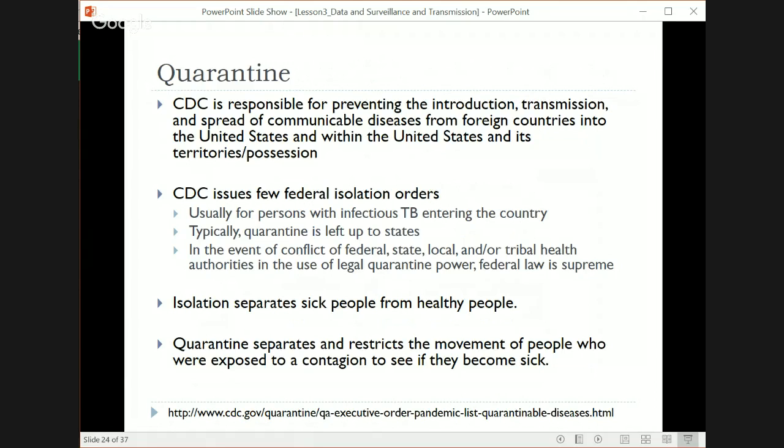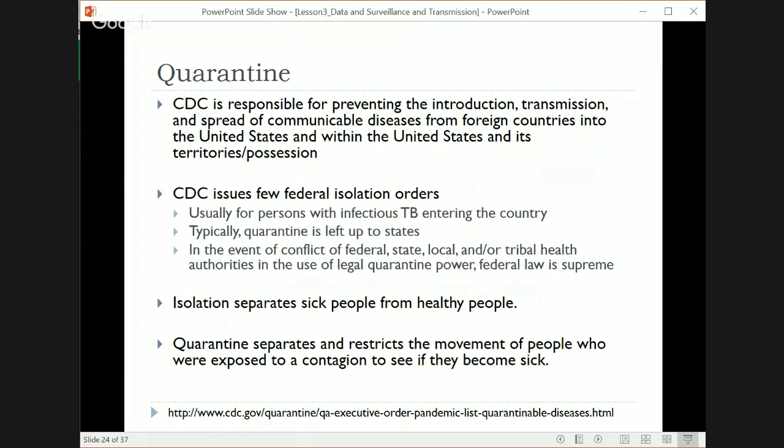CDC issues very few, actually, federal isolation orders in a year, and it's usually for persons who come in with infectious tuberculosis. But in most cases, quarantine is left up to the states. So in the event of some sort of conflict between the state and the federal powers, then the federal law is supreme. So when you hear the word isolation, what that means is actually separating sick people from healthy people.